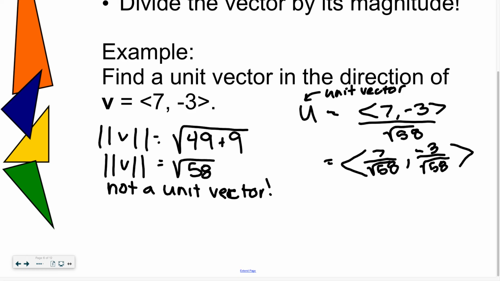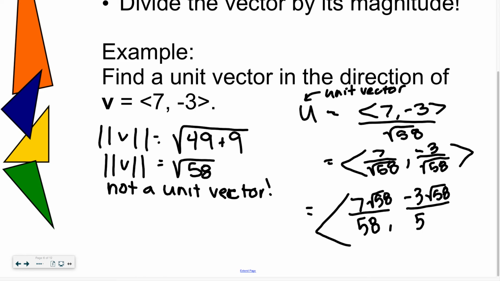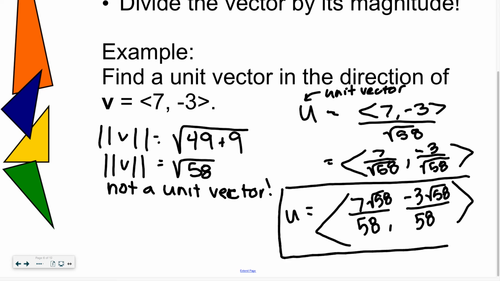And then what would we want to do in terms of final answers if we want an exact answer? Get that square root out of the denominator. We call that rationalizing the denominator. So just make everything clean at the end, right? Okay, so that will bring up a square root of 58 into your numerator. So this is 7 square root 58 over 58 and -3 square root 58 over 58. So that's going to be my unit vector.